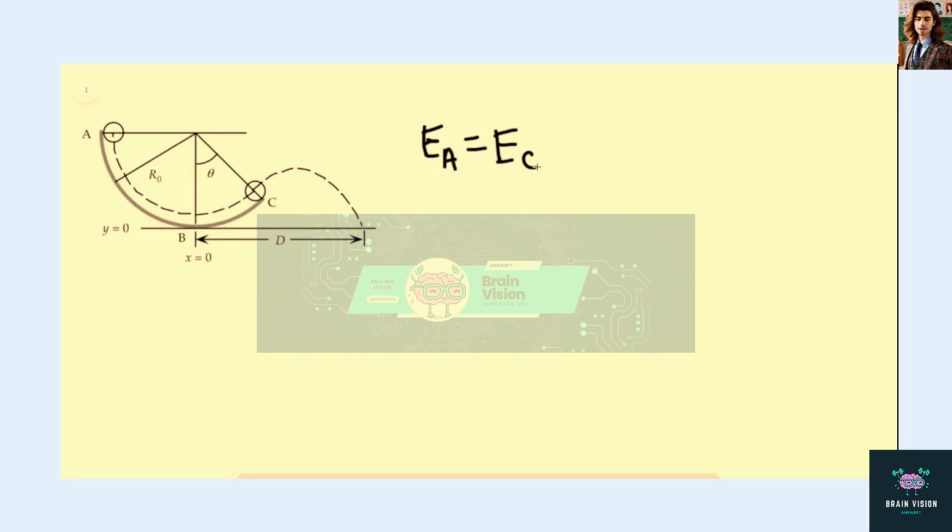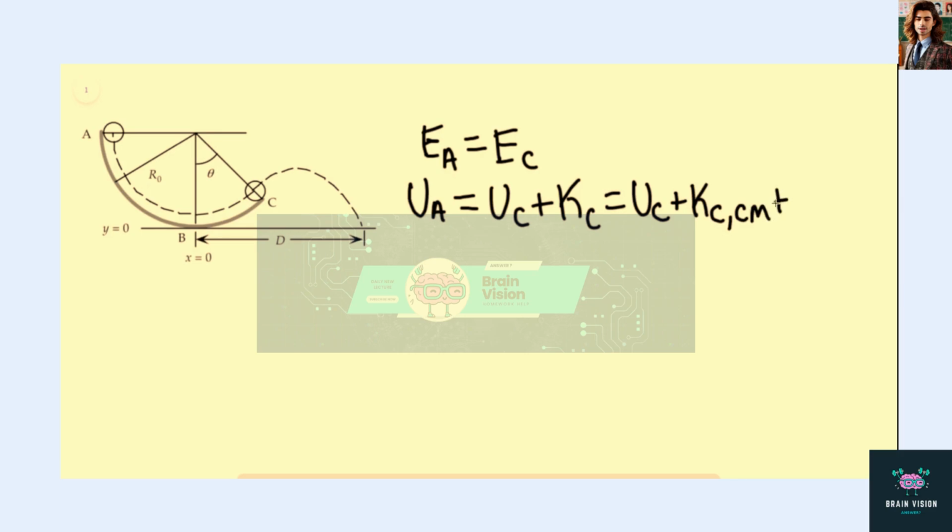Relate the energy at A, and this is going to be equal to the total mechanical energy at C. We can then say that the potential energy at A equals the potential energy at C plus the kinetic energy at C, for the center of mass, plus the rotational kinetic energy at C.